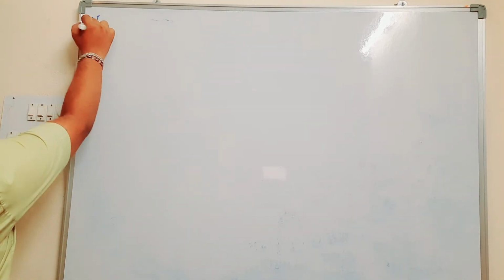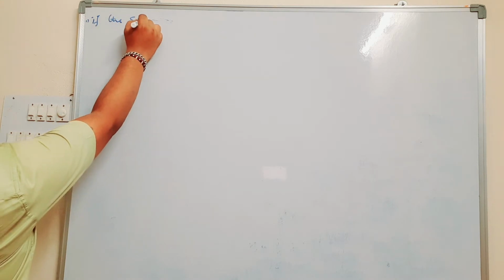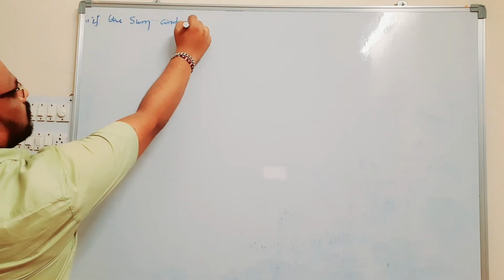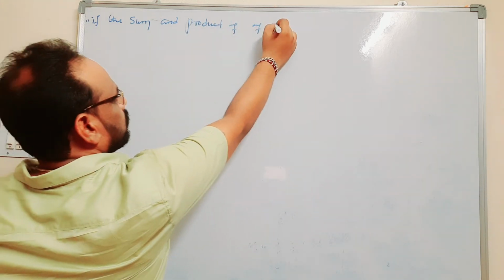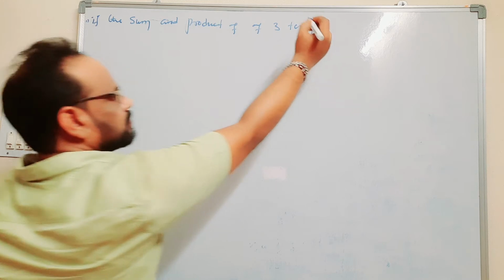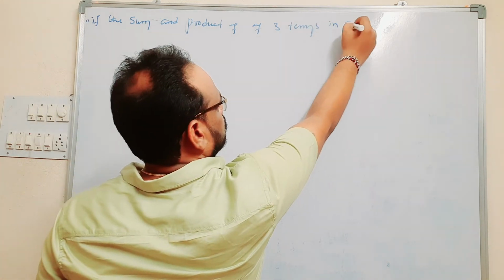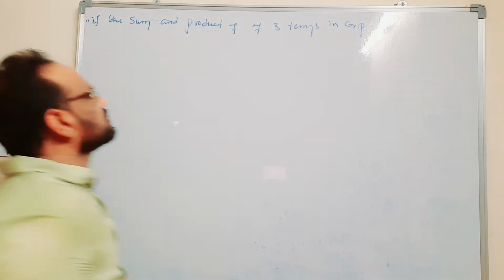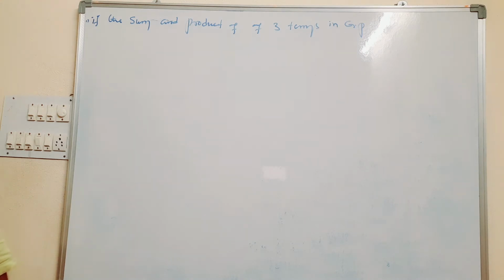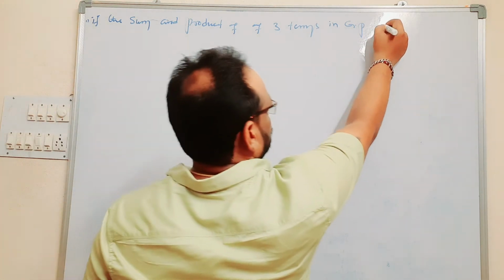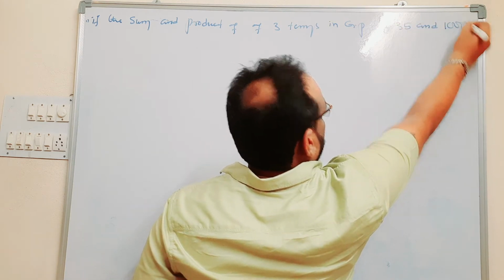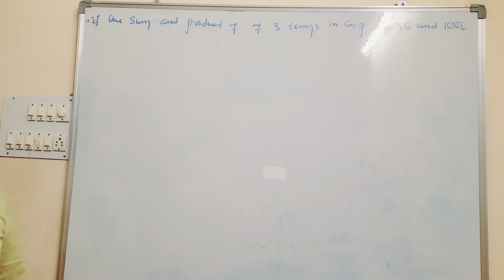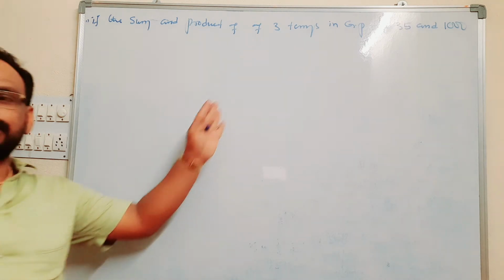Let us discuss one example. The sum and product of 3 terms in geometric progression is 35 and 1000. Find the 3 terms.